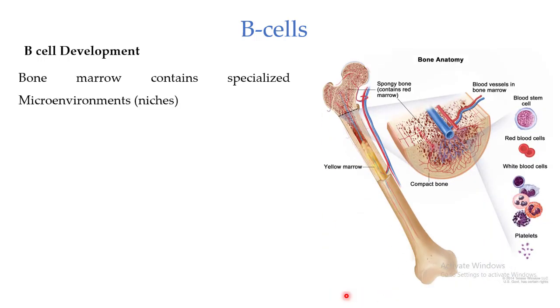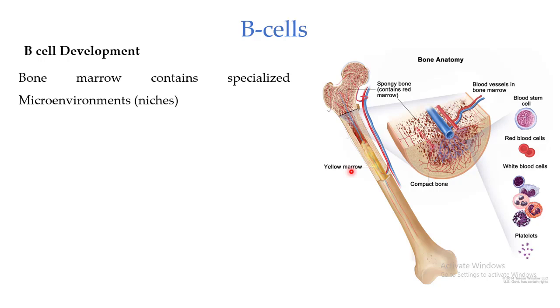When you talk about these B cells in the bone marrow, you have got specialized microenvironments which are called niches. And these niches contain the red marrow. There are two types of marrow that you are going to see in the bone. One is known as the red marrow, the other one is known as the yellow marrow.